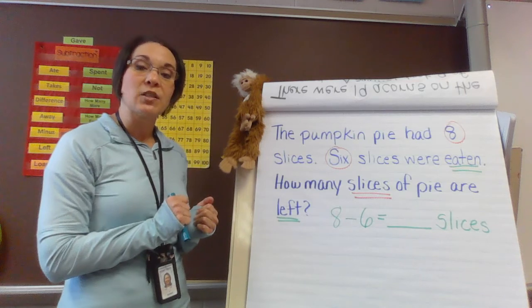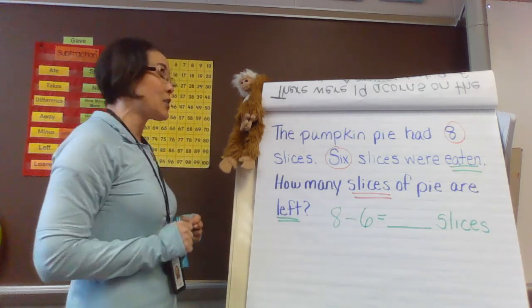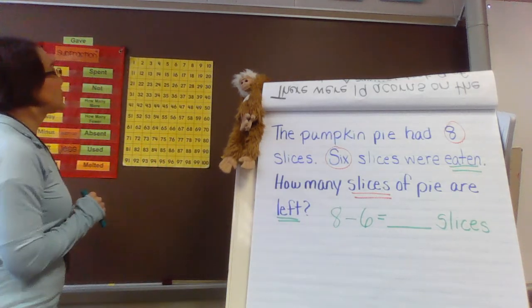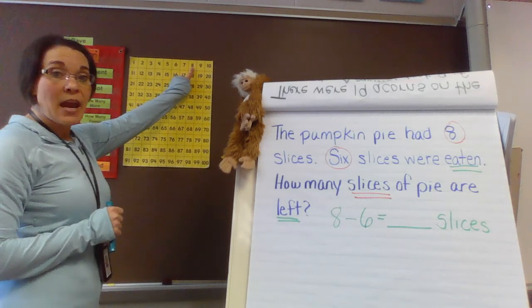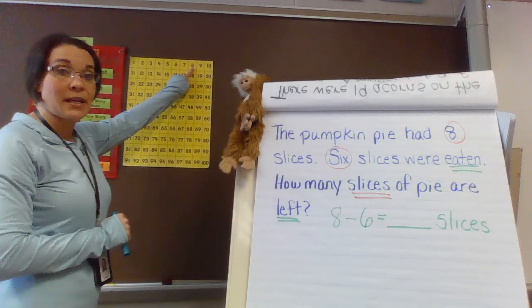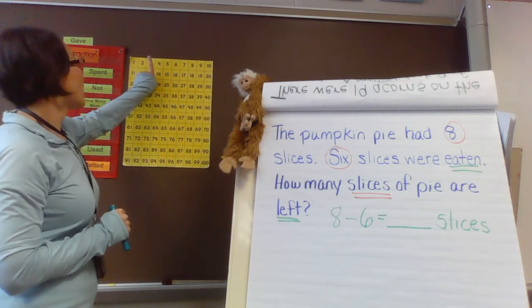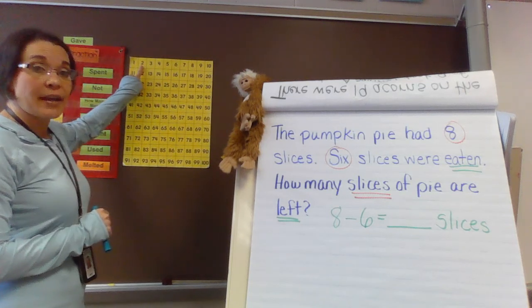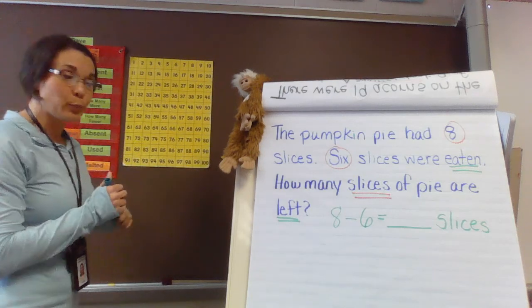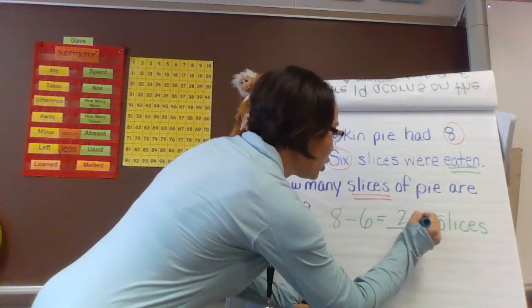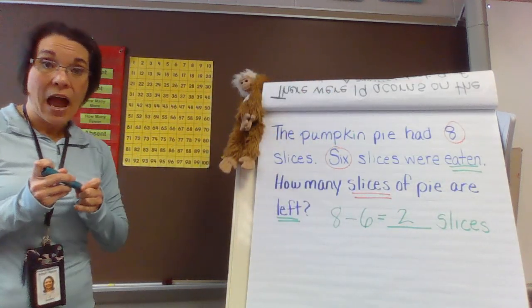So let's go ahead and solve it in the 3 ways that we did in our last one. So we have 8 minus 6. I'm going to start with my 8, and then I'm going to hop back 6 on my hundreds chart. 1, 2, 3, 4, 5, 6. And I'm going to end on 2. So you would have 2 slices left.